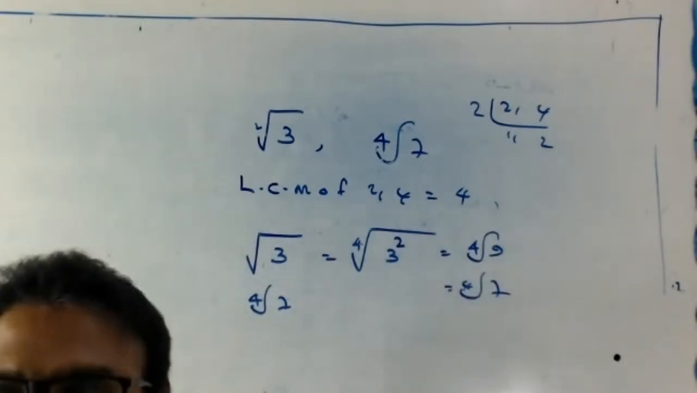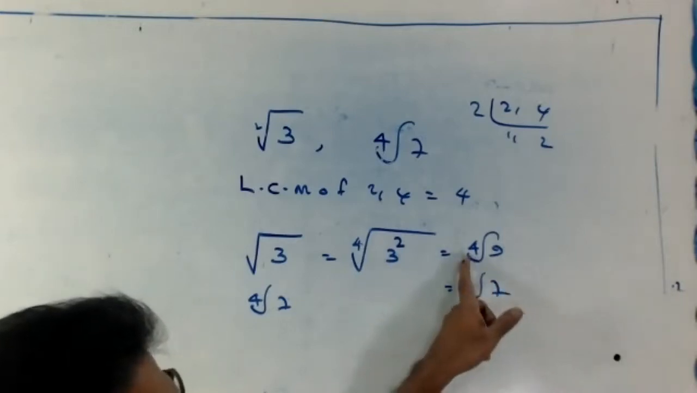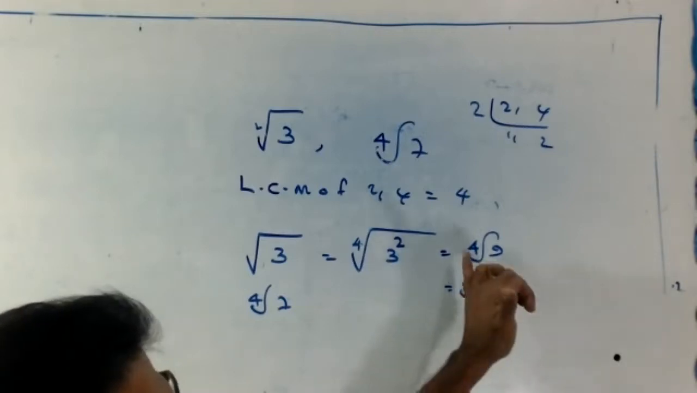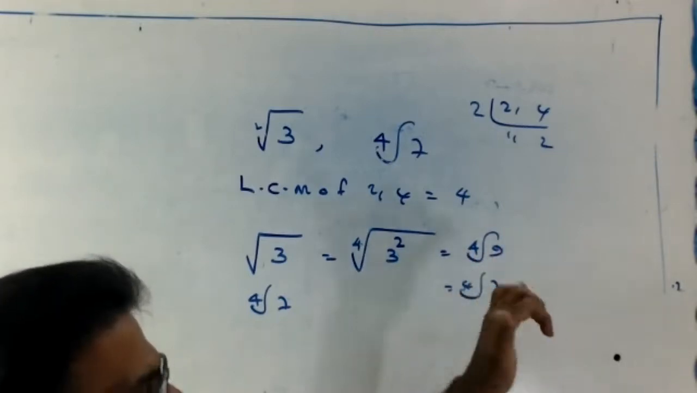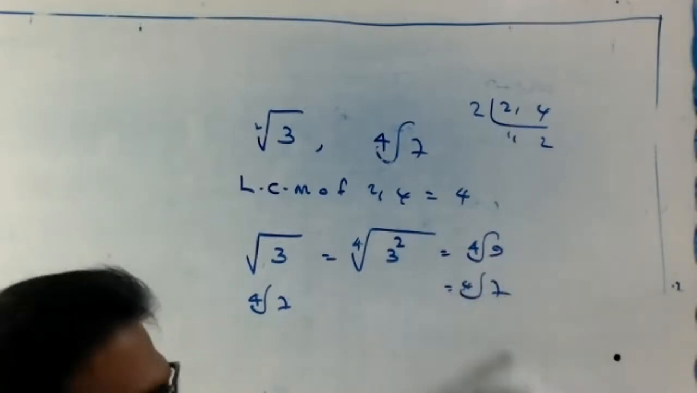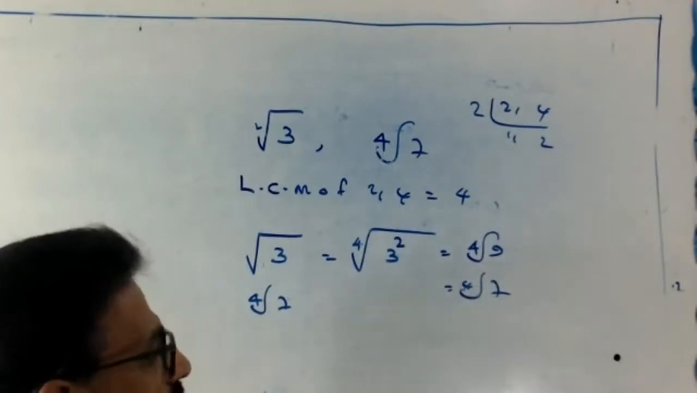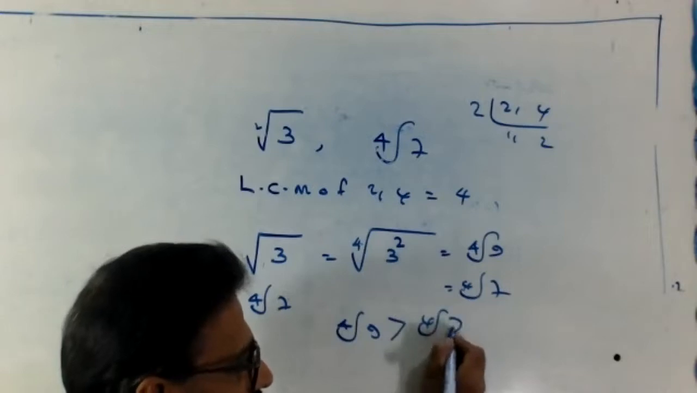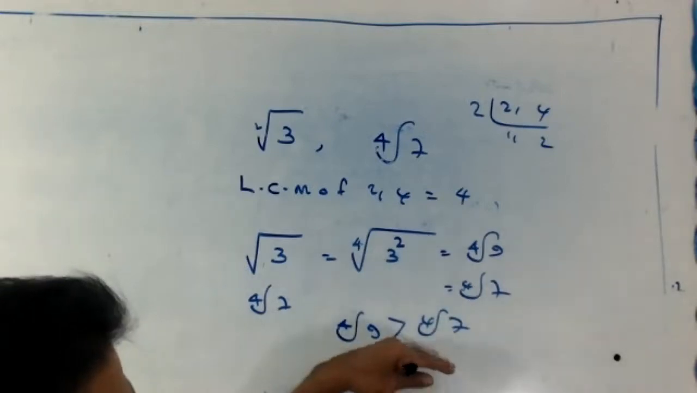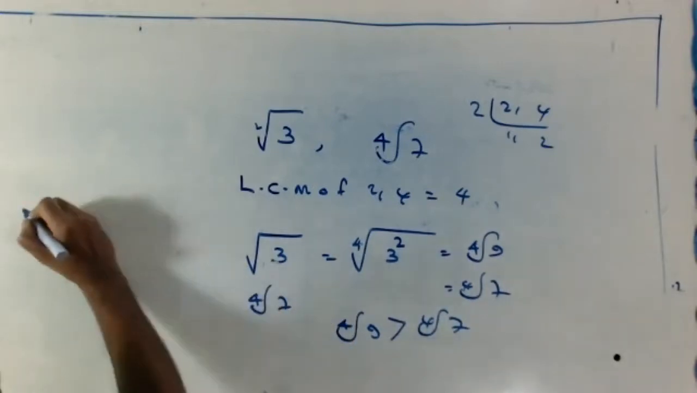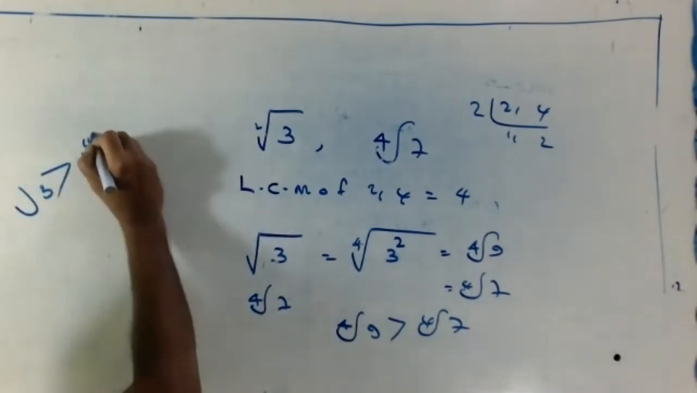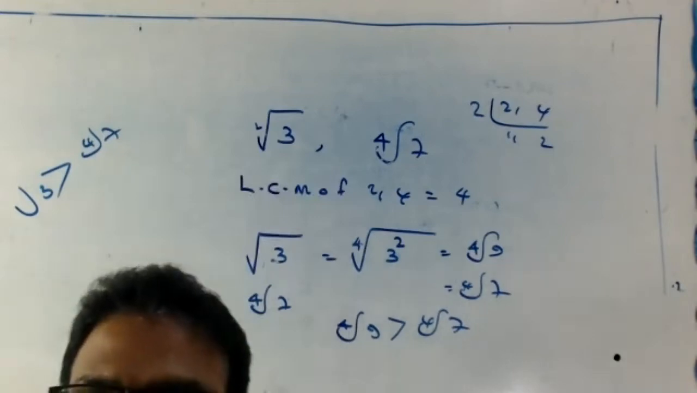Okay. Now we can say, look, 4th root of 9 and 4th root of 7, which is greater? 4th root of 9, right? That means 4th root of 9 is greater than 4th root of 7. Okay, but don't write the answer like this. Corresponding which number? Root 3. Root 3 is greater than 4th root of 7. Are you okay?